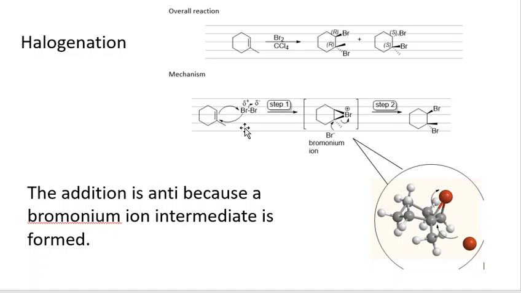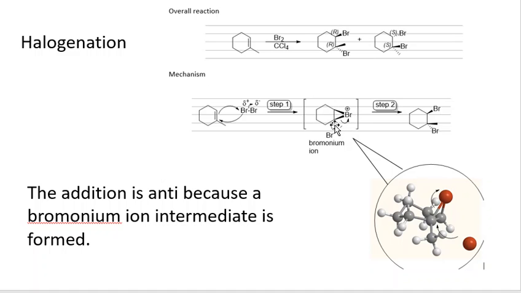And so in the first step, we form this cyclic intermediate here, which is called a bromonium ion, or chloronium ion if you had a chlorine. And in it, the bromine is sharing a positive charge with the two carbons that used to have the double bond. The second bromine can't bond to the same side as the bromonium ion.